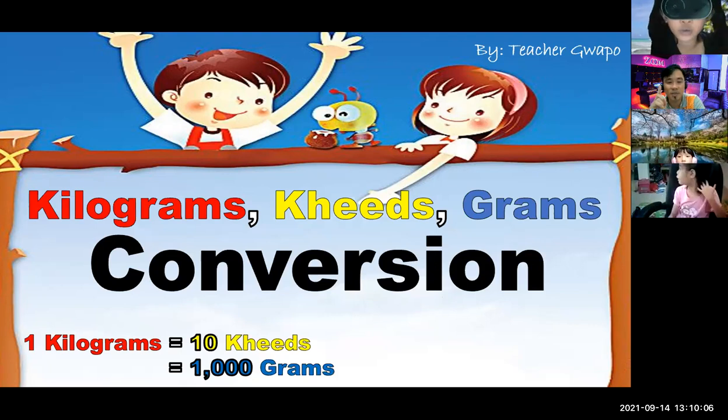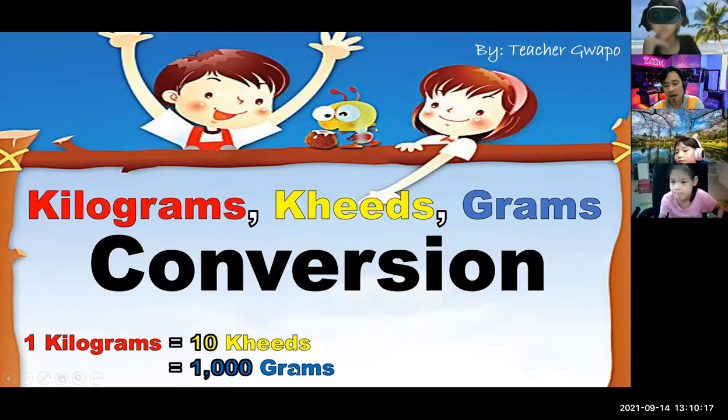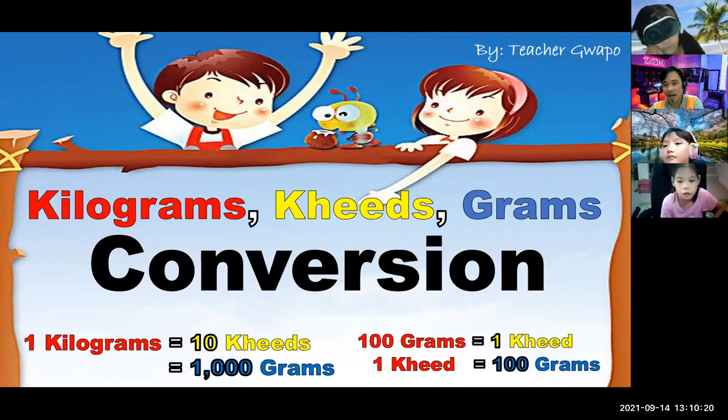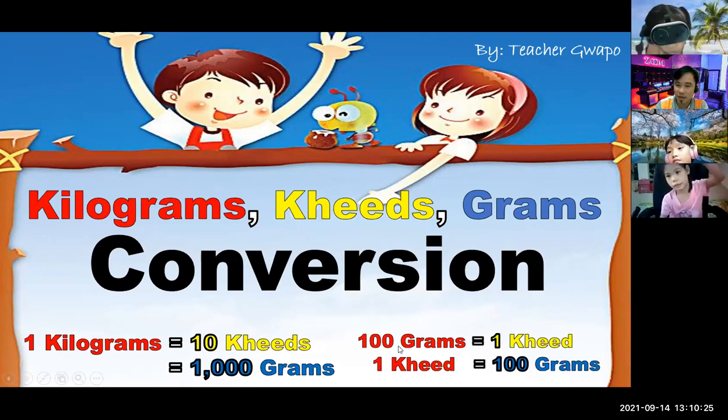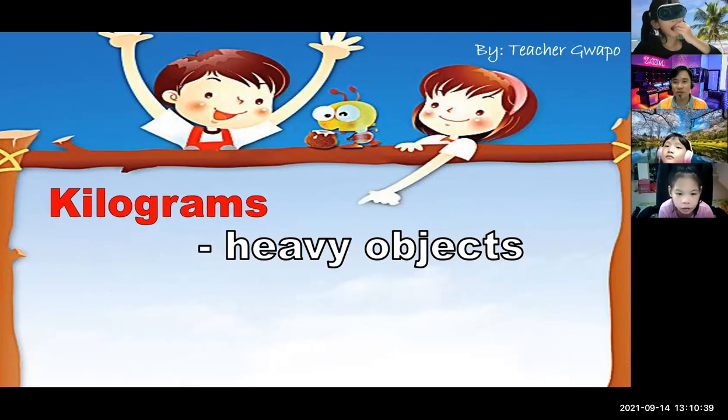So 1 kilogram, there must be no S in here. 1 kilogram only, no S. So 1 kilogram is equal to 10 kids, or 1,000 grams. So 100 grams is equal to 1 kid. Don't forget, 100 grams, 1 kid, or 1 kid is equal to 100 grams. We can change only. Now here we use kilograms in heavy objects.